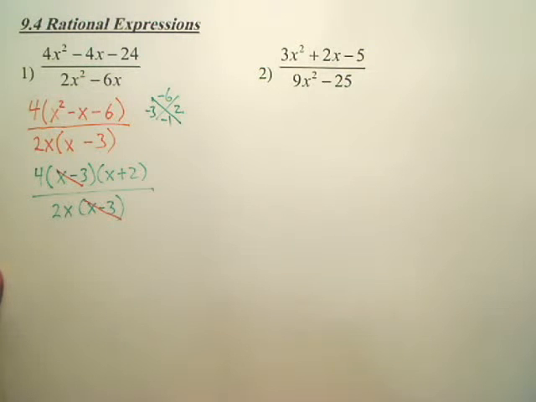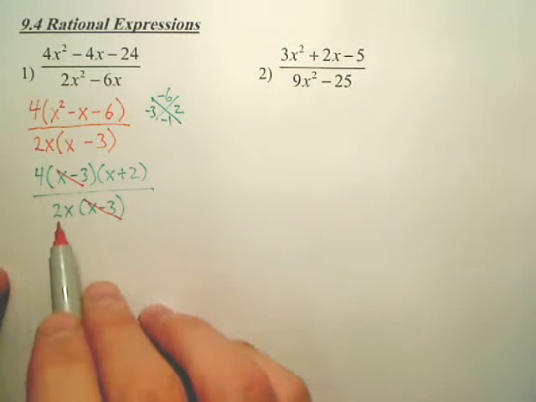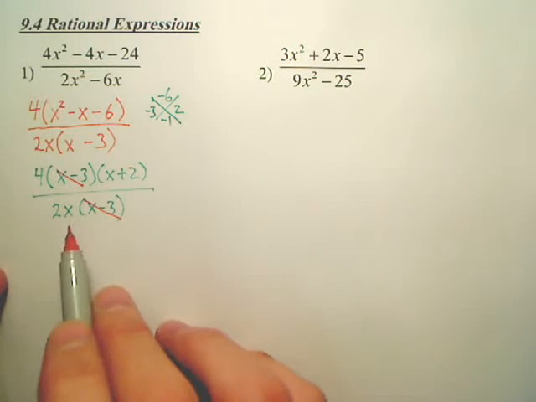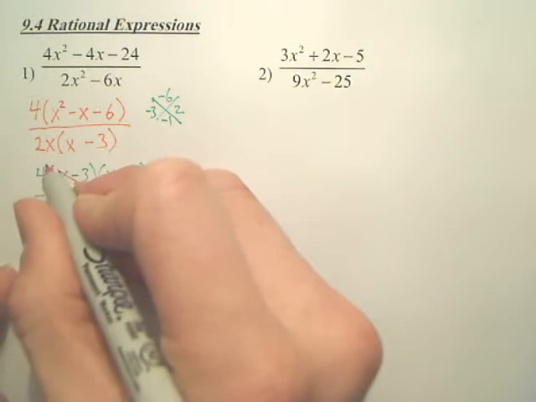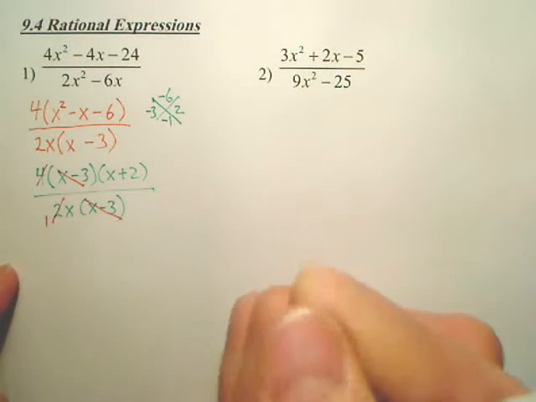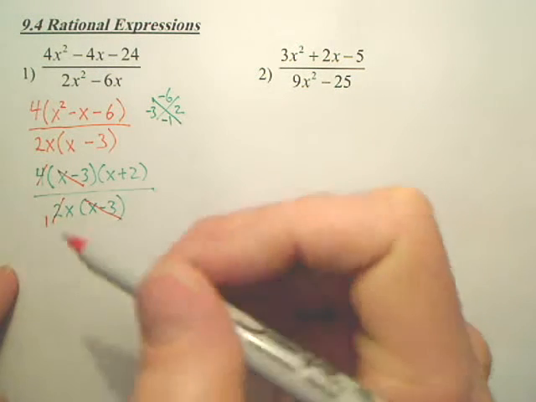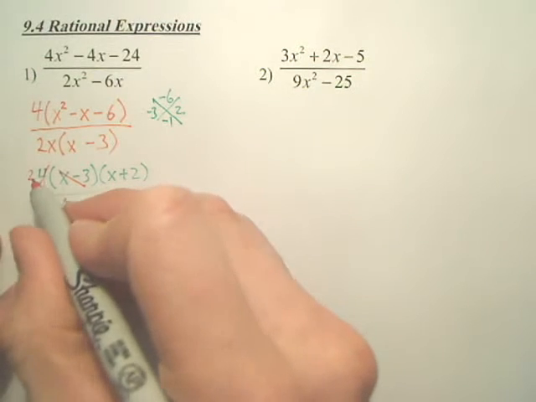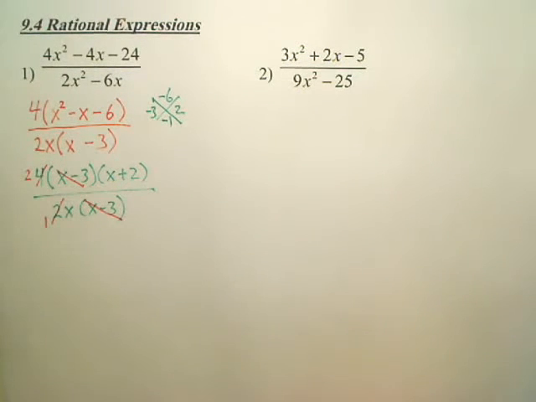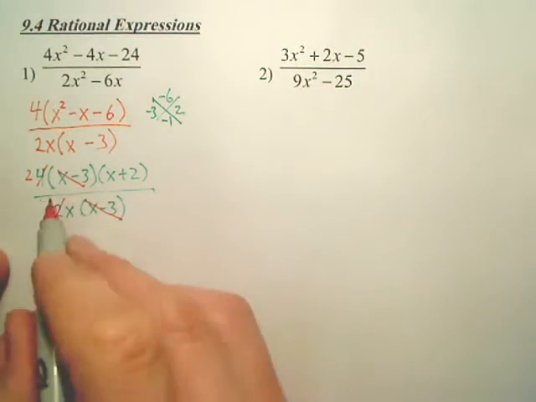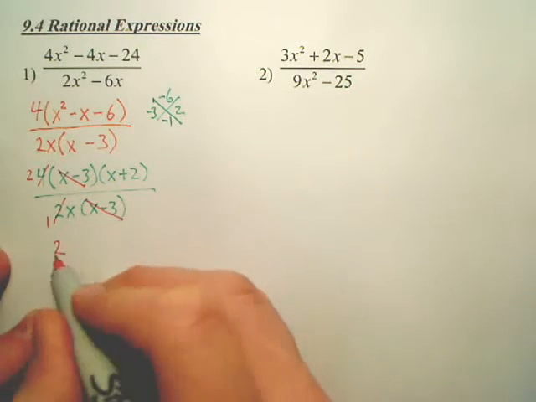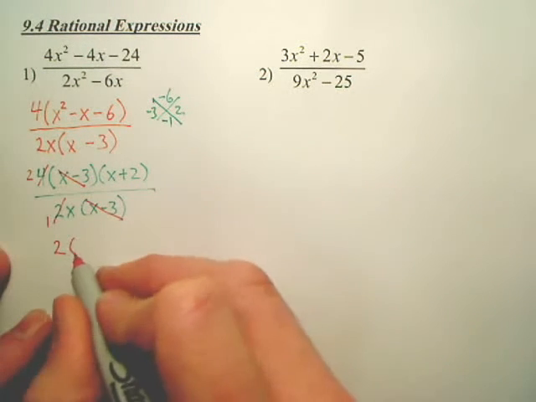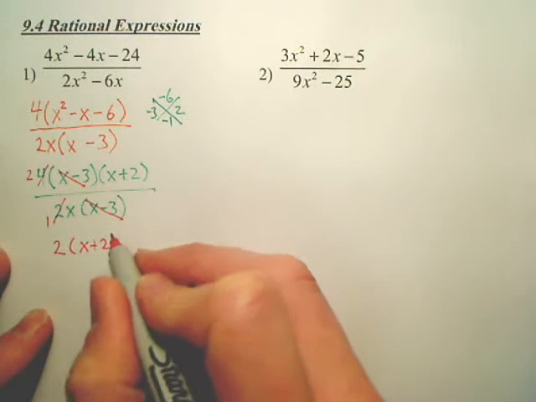Okay. Can anything else look like it cancels? Yeah. You should notice, doesn't this 4 and 2, aren't those connected by multiply? Yeah. So if I cancel the 4 with the 2, what's on top? 4 and 2, take 2 into both, that leaves you 2 on top and a 1 on the bottom. So it looks like we now have a 2 left over on top. And we still have the x plus 2.